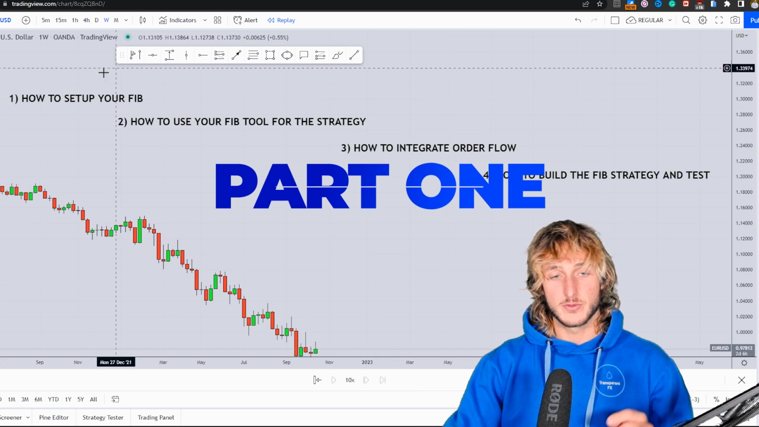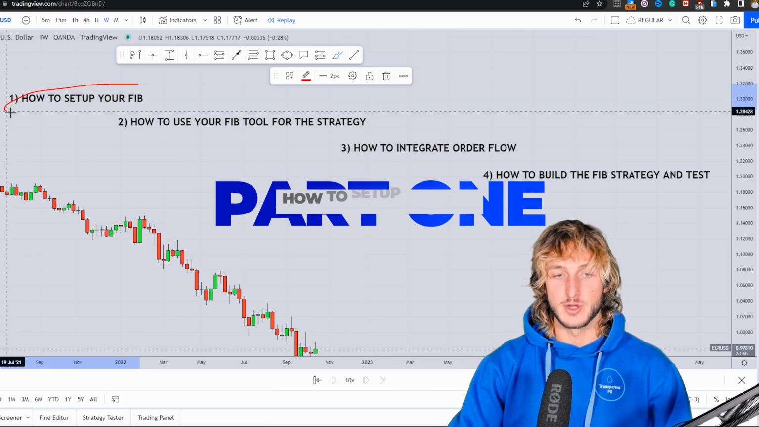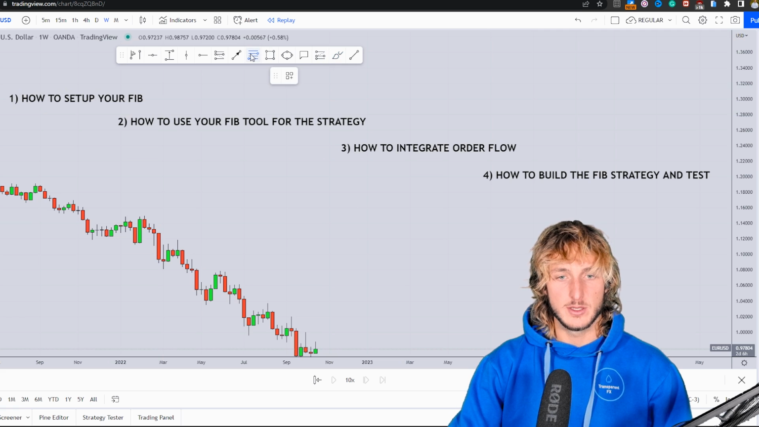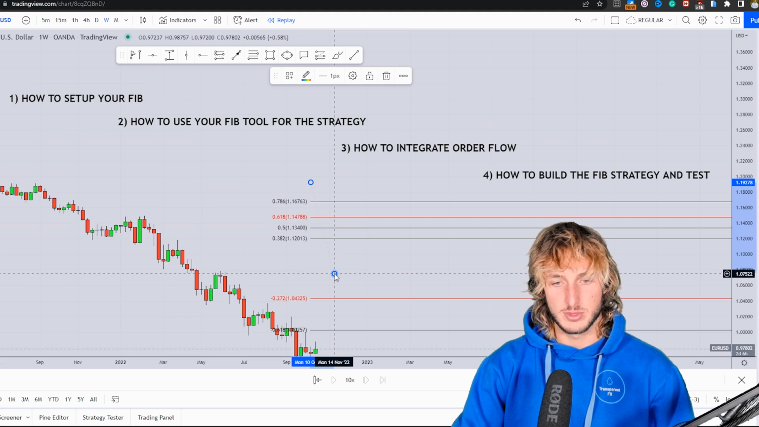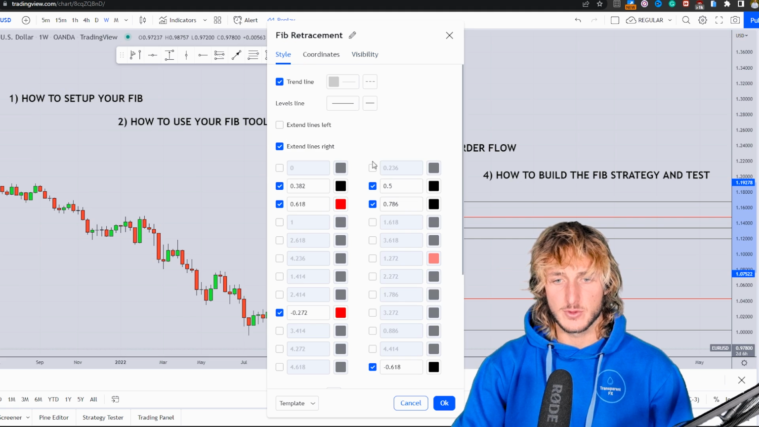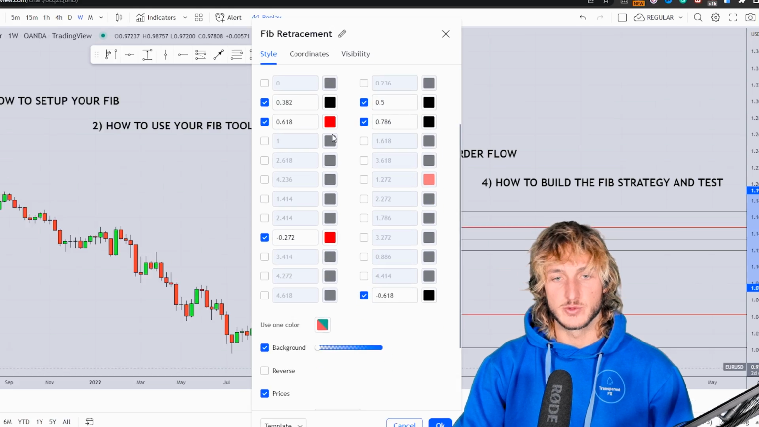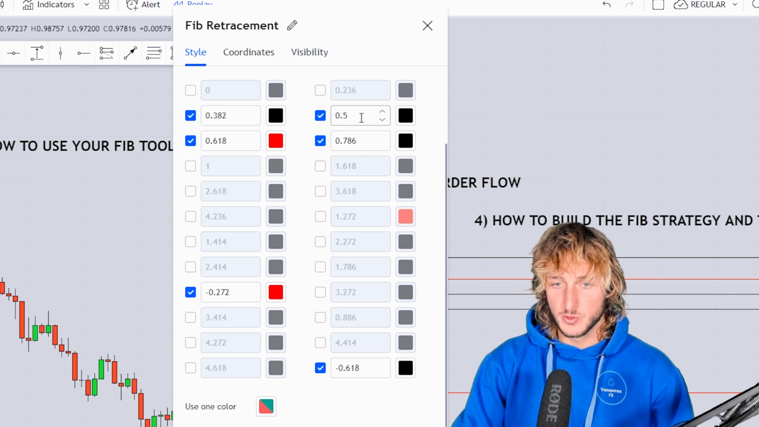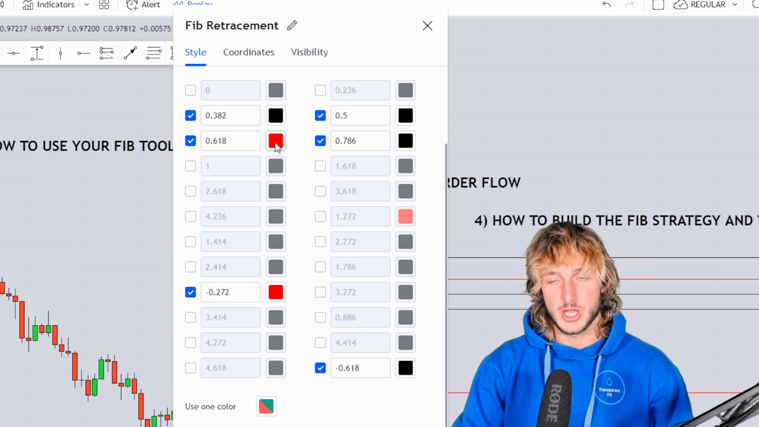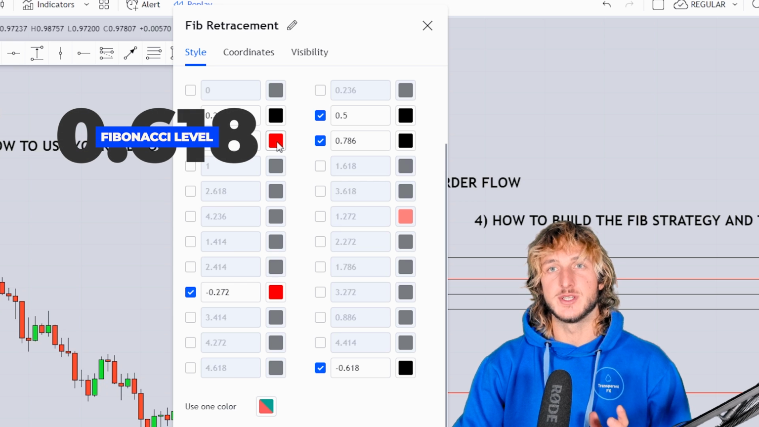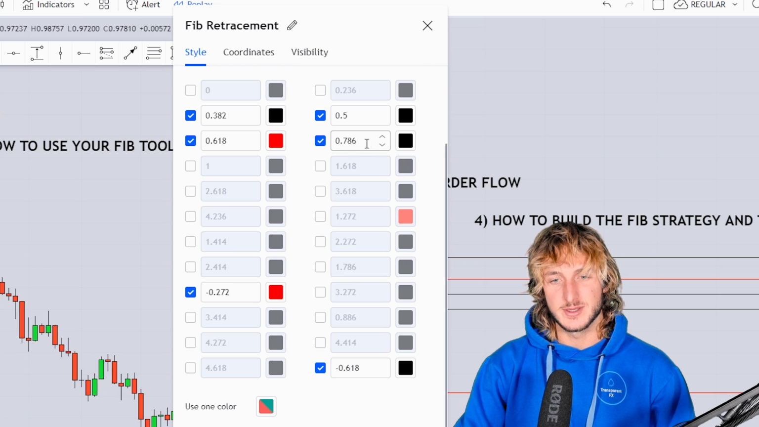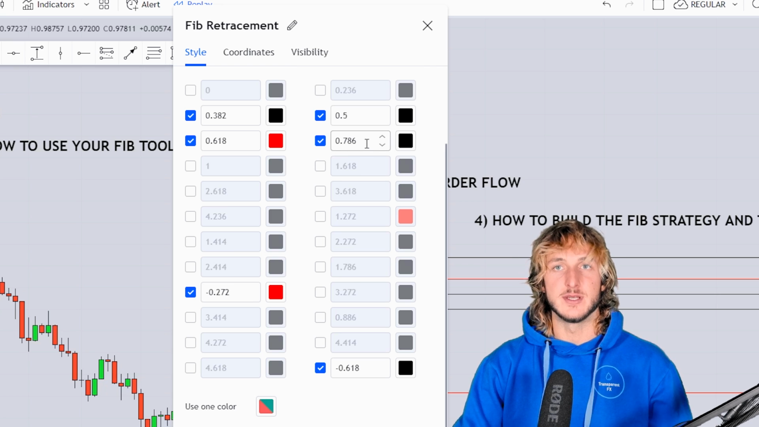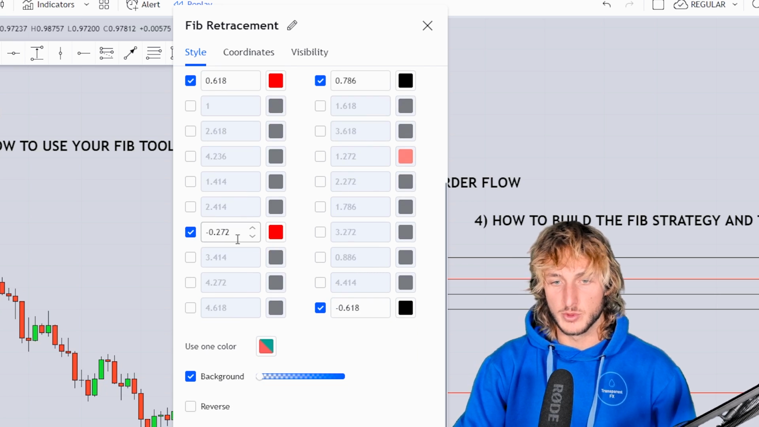Okay, so let's start from the first point, how to set up your Fibonacci. Now, if you take your Fibonacci tool, which you find on the left on TradingView, and you just place it, you will see that I have currently set up multiple levels, which are the 0.3 to 0.5, 0.618, which I have in red for a very specific reason, because it is the strongest Fibonacci level. We will go more in detail about this later, the 0.786. And then I have the extensions, which are the minus 0.272 and minus 0.618.